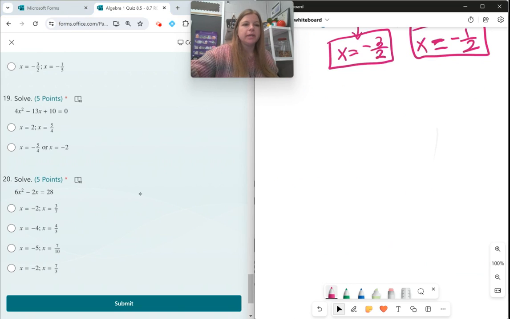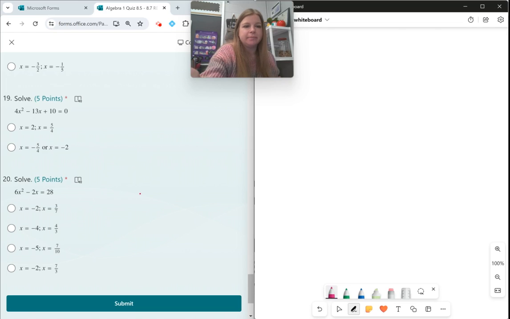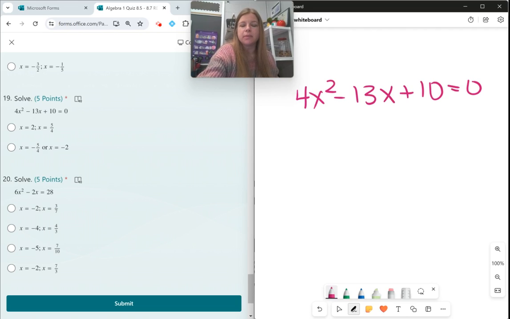All right, number 19. Again, same skill. We're just going to keep practicing this. So 4x squared minus 13x plus 10 equals 0. Step 1, set the equation equal to 0. Done. Step 2, factor out a GCF. Is there? No. Okay, so now I just need to do my regular factoring.